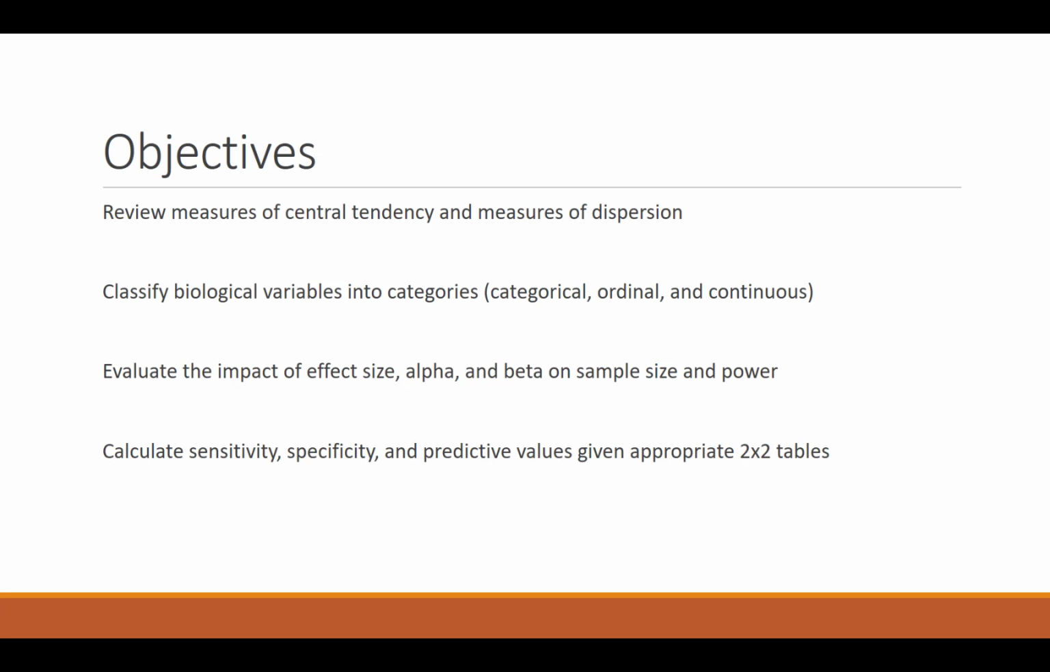In this lecture, we'll review how to calculate measures of central tendency, including mean, median, and mode, and review measures of dispersion, like standard deviation. You should be able to classify biologic variables into categories. You should also be able to evaluate the size of the impact of effect size, alpha and beta on both sample size and power. And you should also be able to calculate the sensitivity, specificity, and predictive values of diagnostic tests given appropriate 2x2 tables.